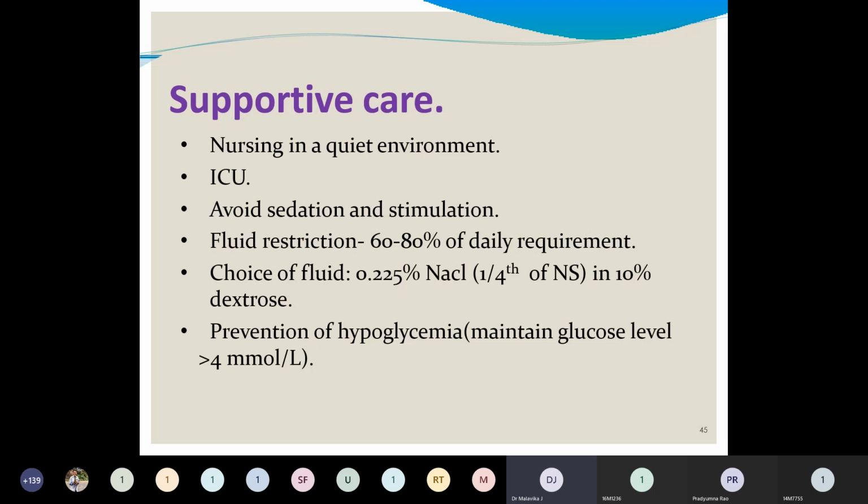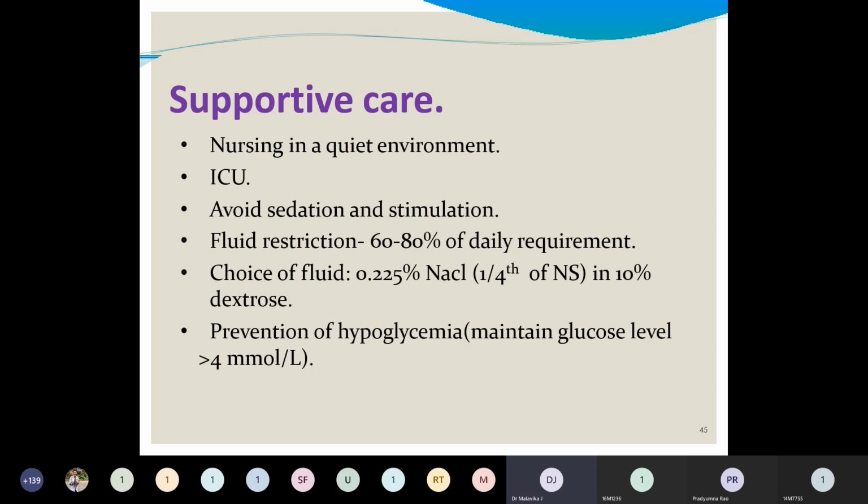Fluid restriction is the most important component. That is, you need to restrict, about 60 to 80% of the daily requirement should be given, not 100% of the fluid. Choice of fluid is 0.2 to 5% of sodium chloride, that is 1/4 of the normal saline in 10% dextrose. This is the choice of fluid that should be given for acute liver failure which is presenting with hepatic encephalopathy also. The fluid choice is 1/4 of the normal saline.